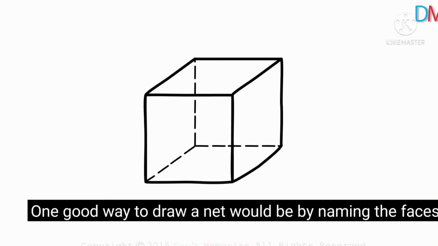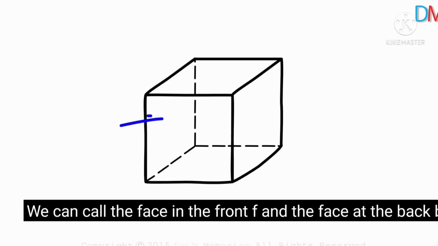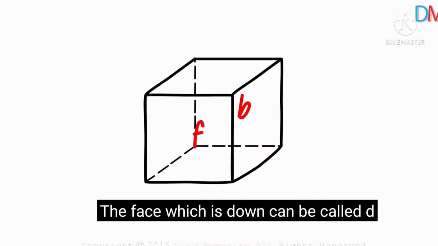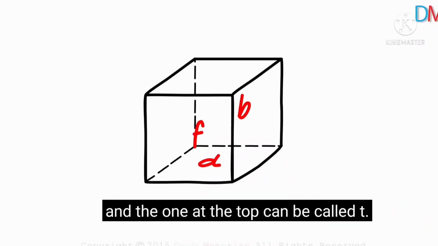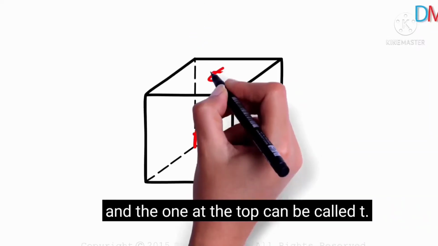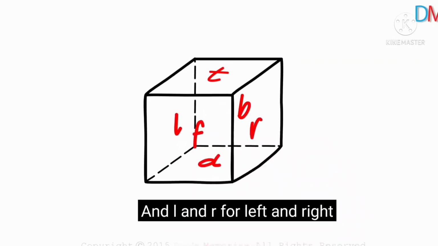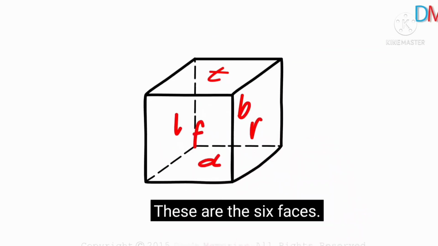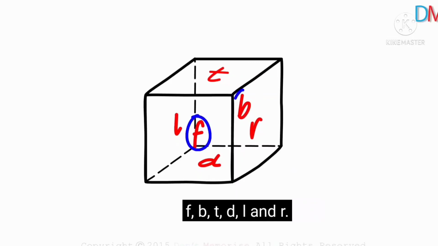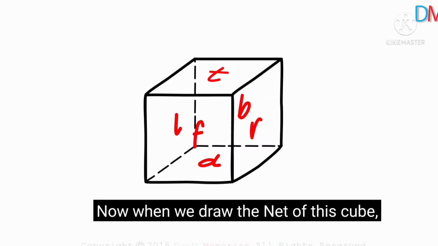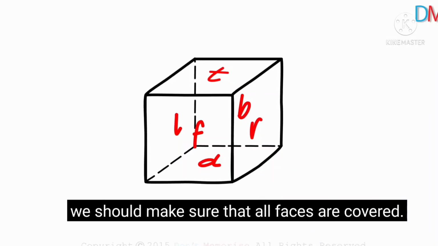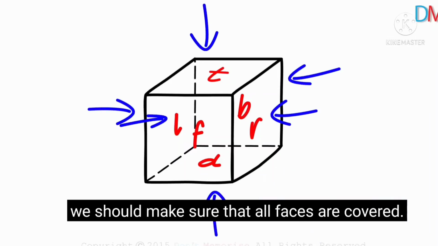One good way to draw a net would be by naming the faces. We can call the face in the front F and the face at the back B. The face which is down can be called D and the one at the top can be called T. And L and R for left and right. These are the 6 faces: F, B, T, D, L and R. Now when we draw the net of this cube, we should make sure that all faces are covered.